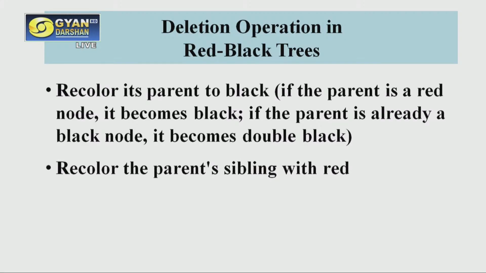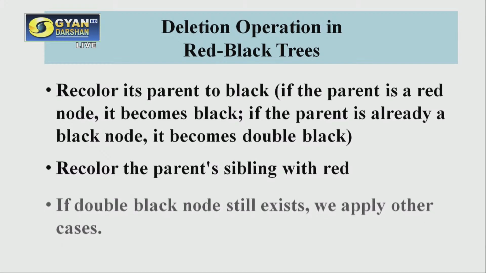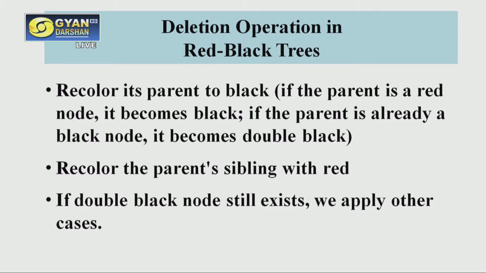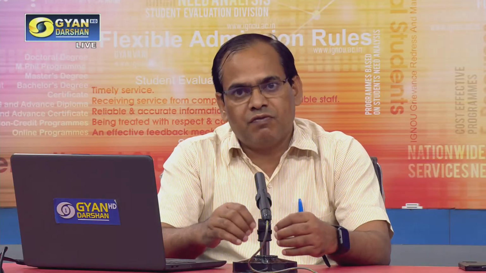Then recolor the parent's sibling with red color, or we can say the sibling node with red color. And after doing this, if a double black node still exists, then we apply other cases. Other cases means whether case 2 applies, case 3 applies, or the next cases which we are going to discuss further. There are total 6 cases. Whichever case is applied, we deal with that double black accordingly.